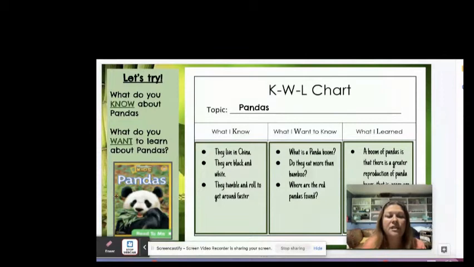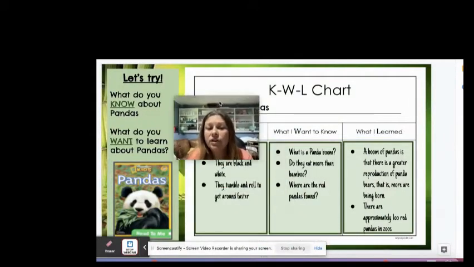So after reading the book Pandas, I know that they live in China, that they are black and white, and I also added one more. They tumble and roll to get around faster. What I want to know: what is a panda boom? Do they eat more than bamboo? Where are the red pandas found?